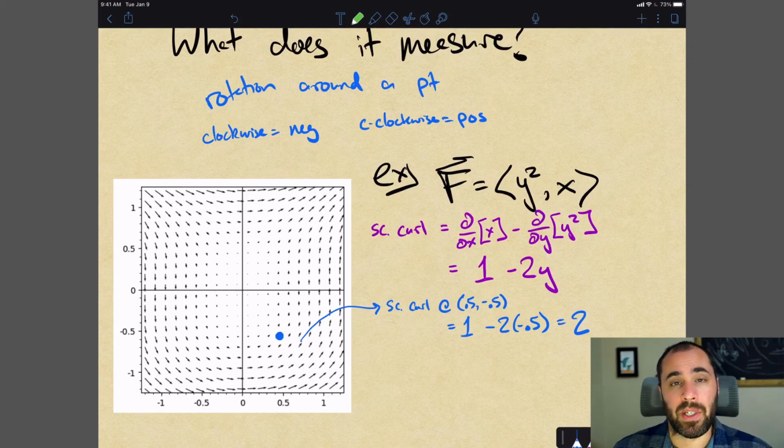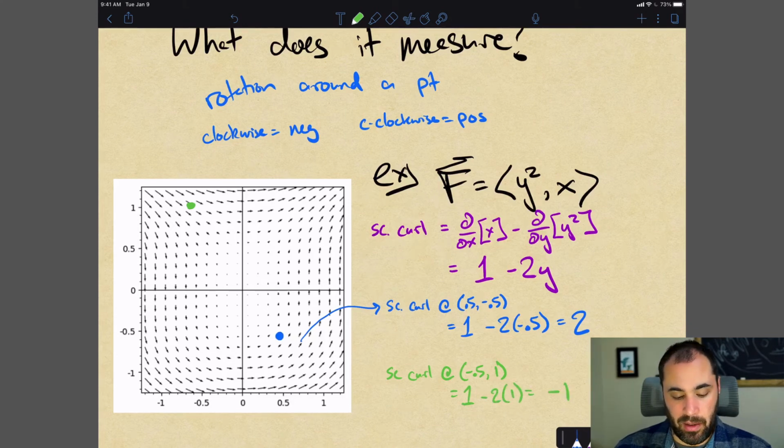Let's try another point. I'll draw this one in green at minus 1/2, 1. And I think you'll agree that here the vector field, the velocity of the flow, would cause a clockwise rotation, in which case we should expect a negative scalar curl. And sure enough, if you plug in the y value of 1 into our expression of the scalar curl, we get minus 1. So you could try some other points. You can see that at any point where y is equal to a half, the scalar curl should be 0. So take a look, see if you agree with that. And then we'll look at Green's theorem.